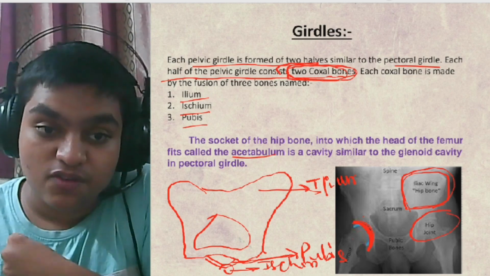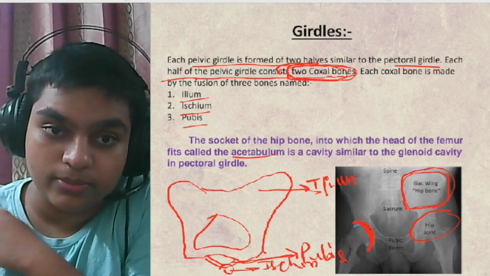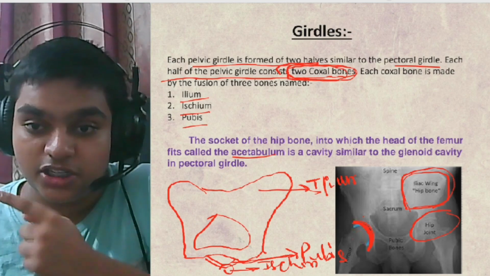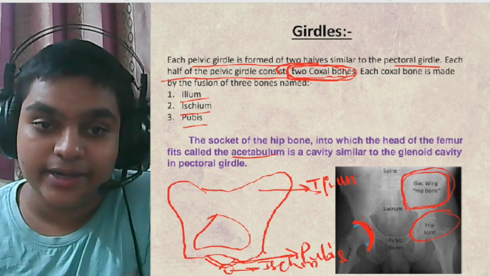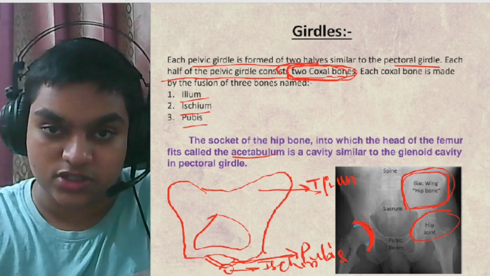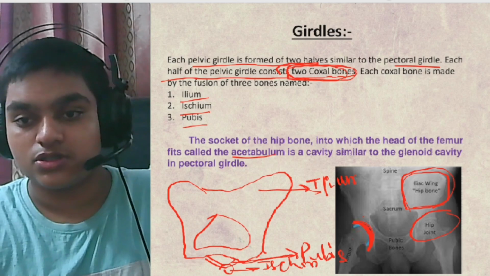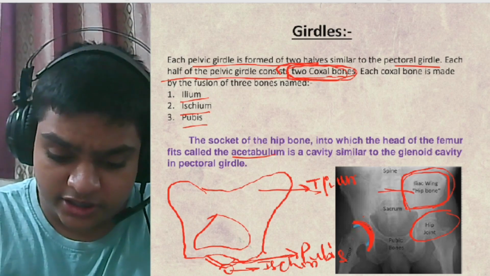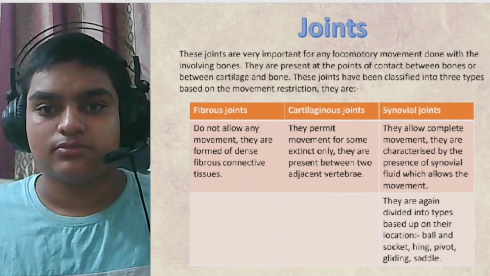but in the forelimbs, the head of humerus and the glenoid cavity form the shoulder joint, but here the hip joint is formed by the head of femur and acetabulum. Ilium, ischium, pubis are the parts of the coxal bones, and each half of the pelvic girdle is made up of two coxal bones, and they are articulated ventrally here. This is your spine. Okay, got it, girdles completed.